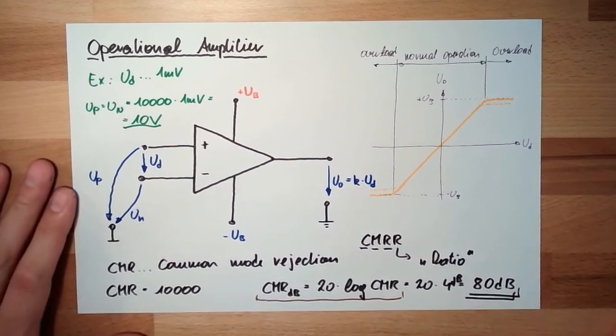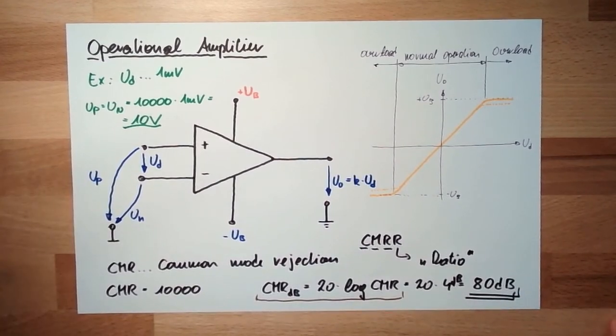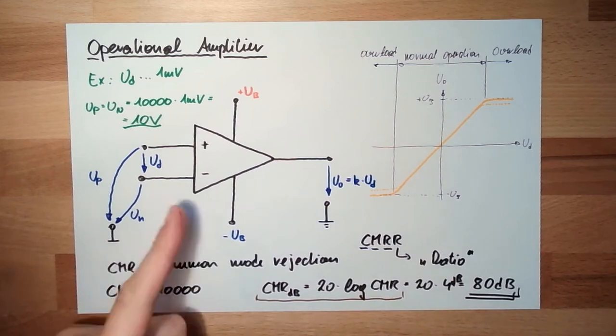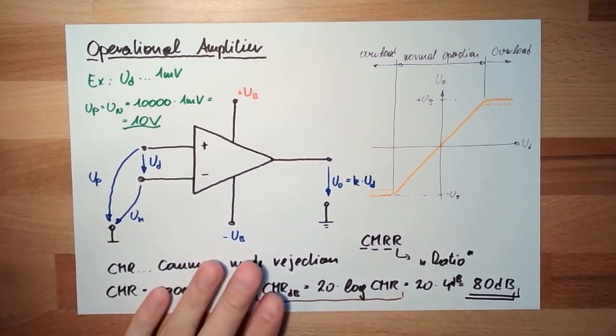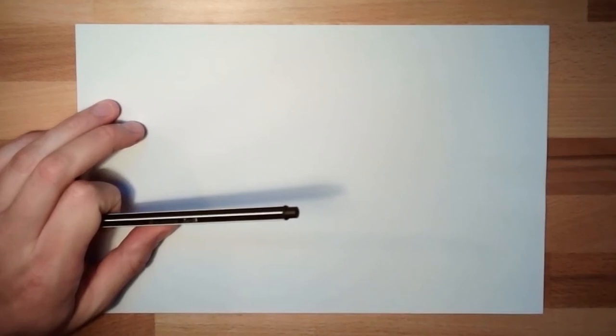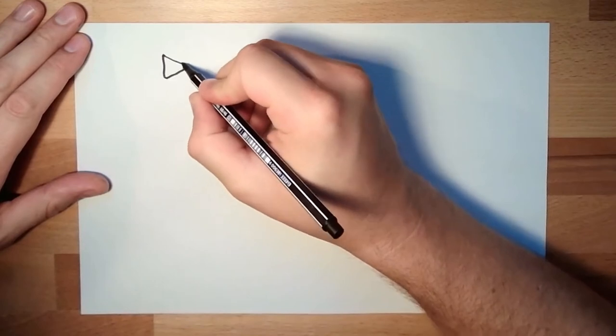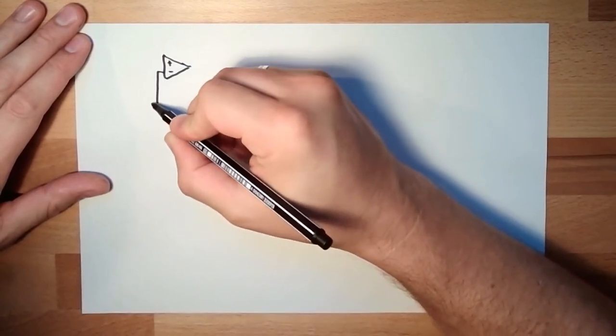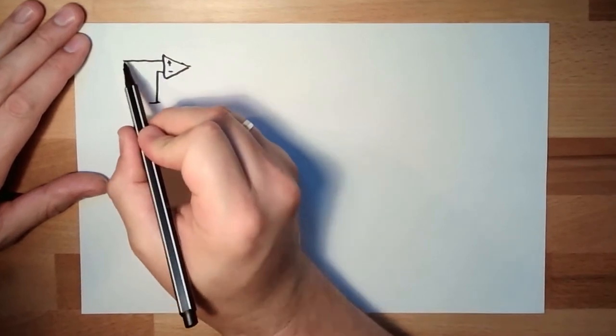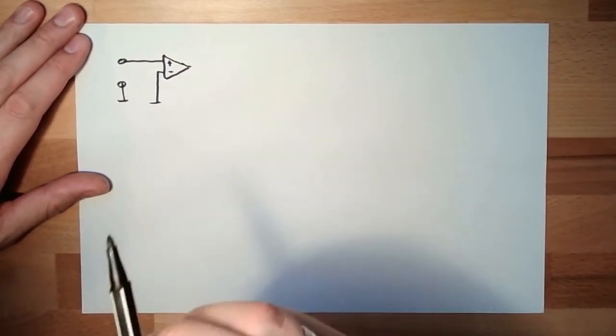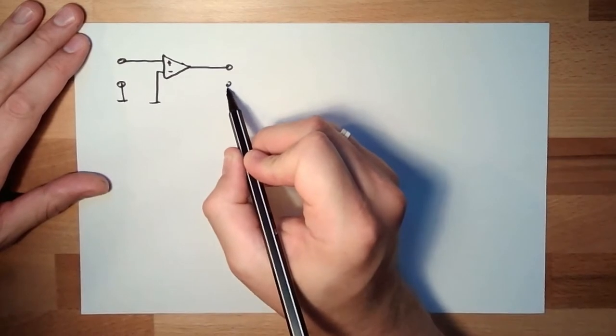Now, let's come to possible circuits with this operational amplifier. These are also theoretical up to now. I'll tell you afterwards why they are not working properly. So, let's have the idea that we do the following. Plus, minus. This here we connect to ground. This here we connect to our input voltage. And here we have the output voltage.